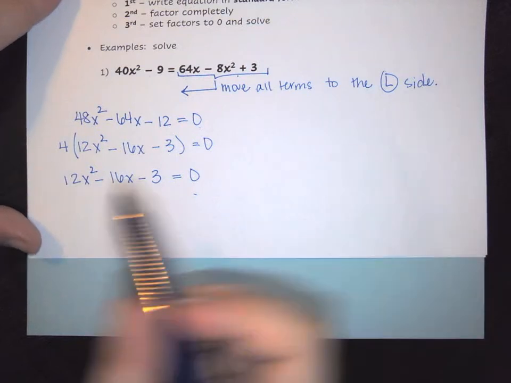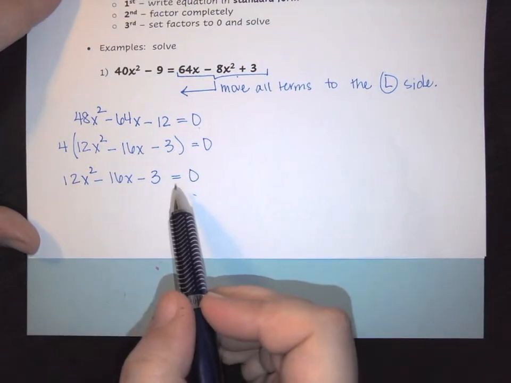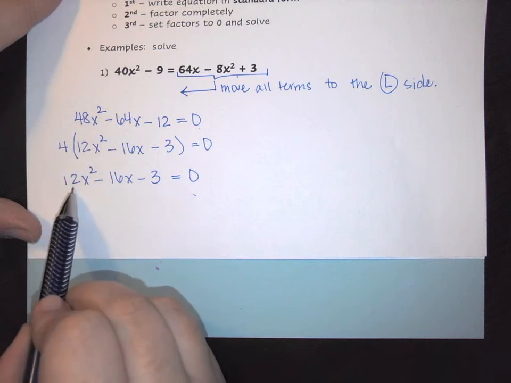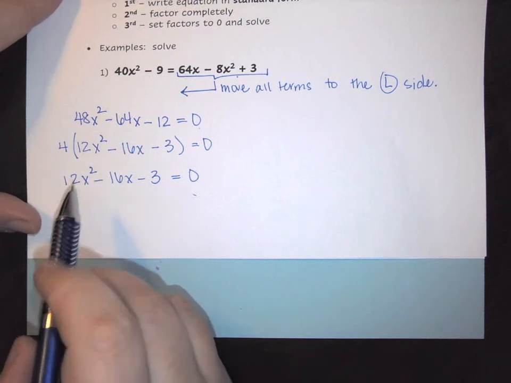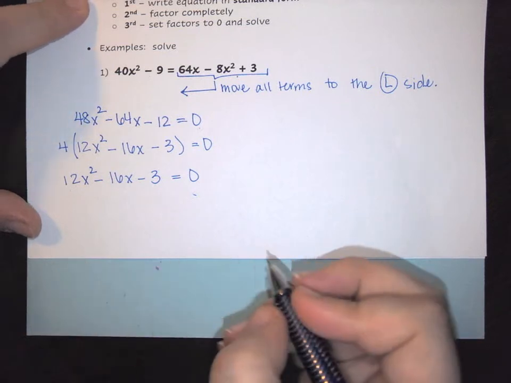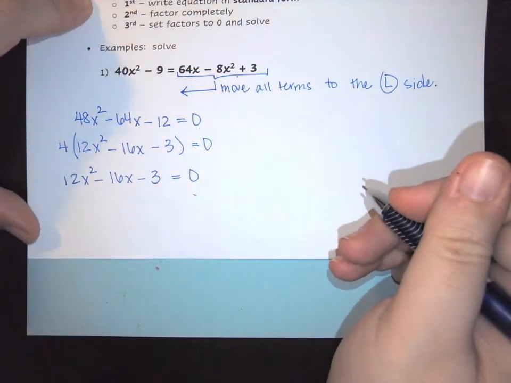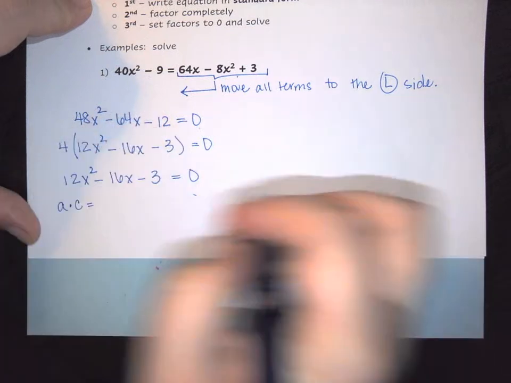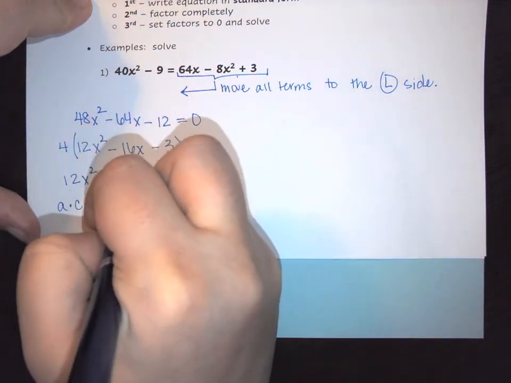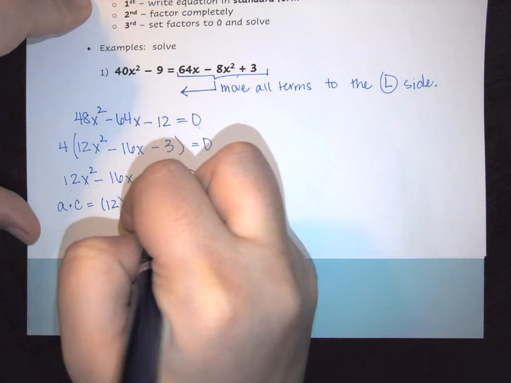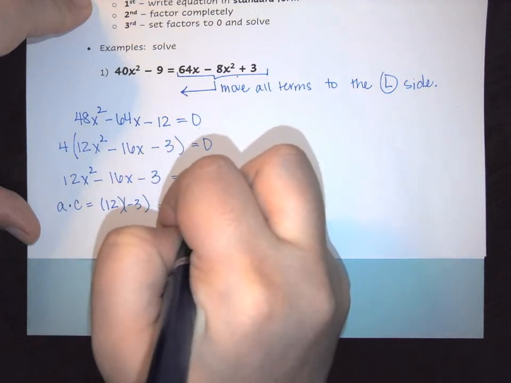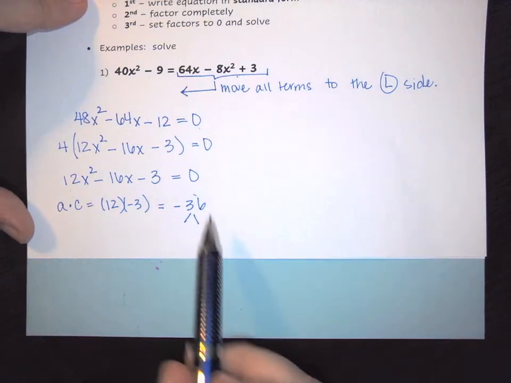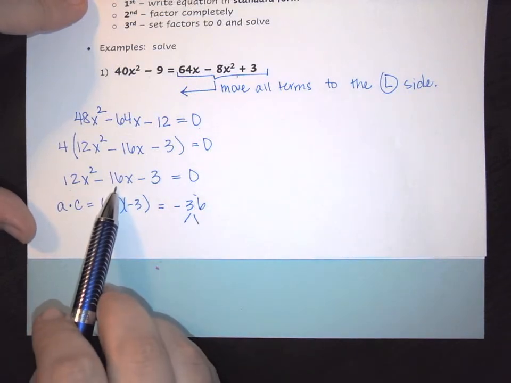From here we have to go ahead and factor. Because my x squared term has a number that is drastically greater than 1, I would go ahead and use the bottoms up AC method, which says we're going to take a times c. So this is going to be 12 times negative 3, which in this case gives us negative 36.